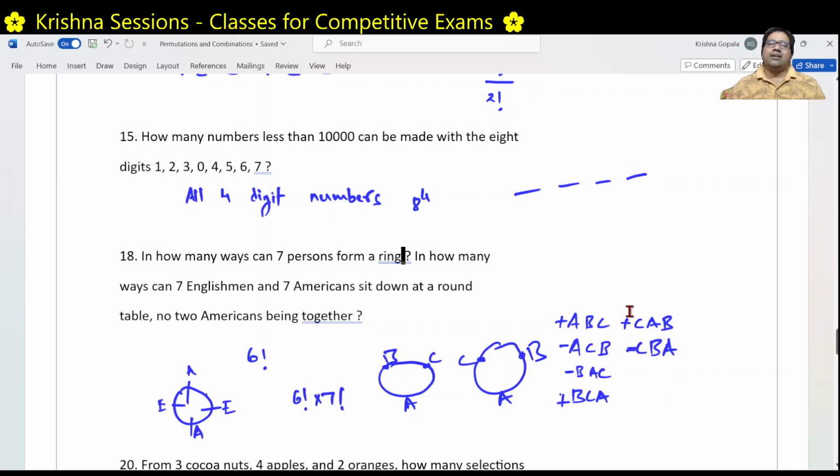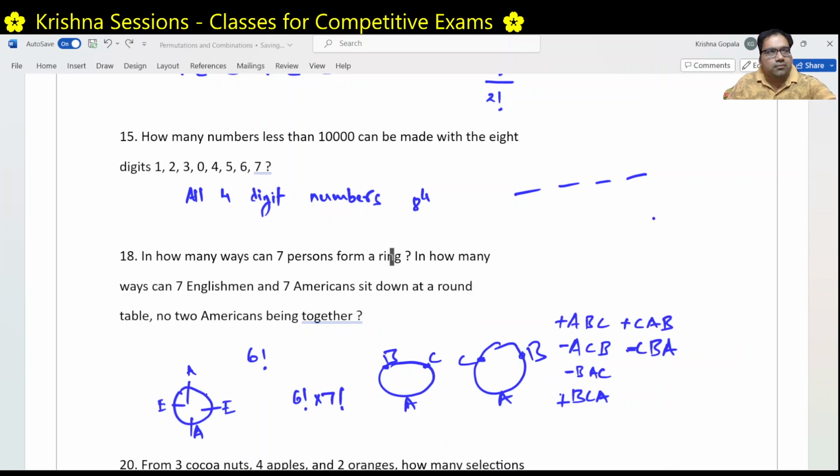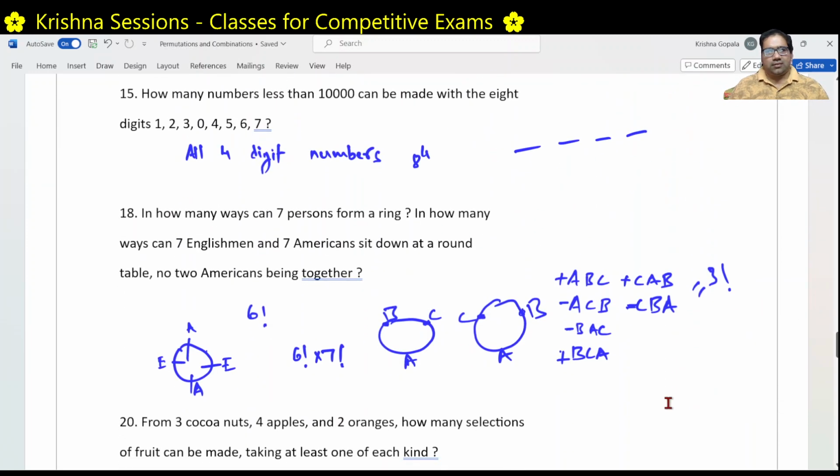But when it comes to circular arrangement, how many possibilities are there? For linear arrangement, this is 3 factorial, which is 6. Six arrangements are possible when 3 people are there and 3 linear slots: here 3 people, here 2 people, here 1, so 3 into 2 into 1. That is 6.